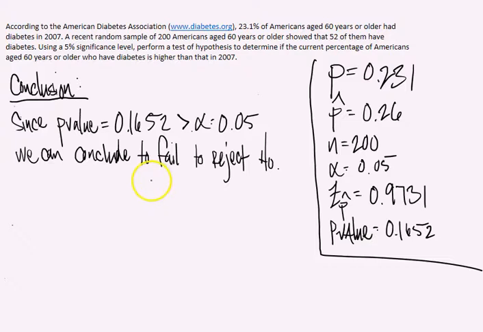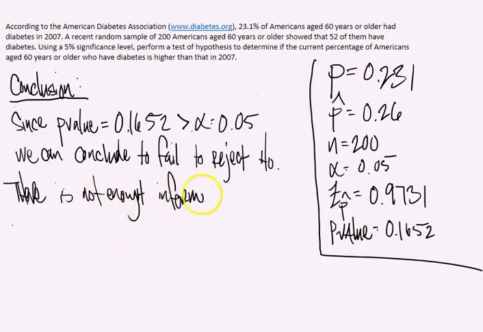Okay, so we can conclude to fail to reject, right? We failed to show that it's wrong, right? So we failed to reject the null hypothesis. What does this mean? Right? What does it mean to fail to reject? So, there is not enough information to conclude.